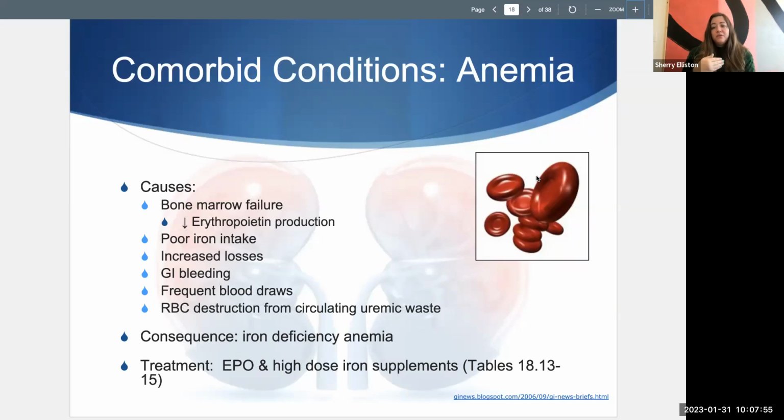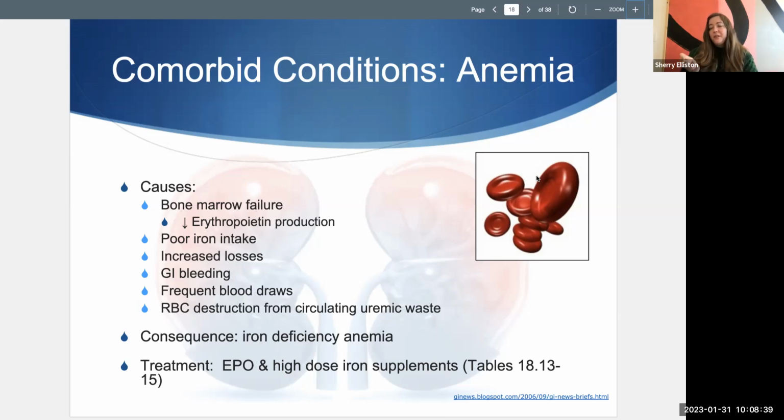It can also be due to low iron intake, because as the kidneys start to fail, start to become more and more diseased, we're asking patients to restrict protein intake more and more. Can you get iron from other things? There's ways to get iron that isn't reliant on animal source protein, but that is definitely a large component to most diets. You also have increased losses, GI bleeding, and for these patients, they have to see the doctor often when your GFR starts to become really low and compromised. So you have frequent blood draws.